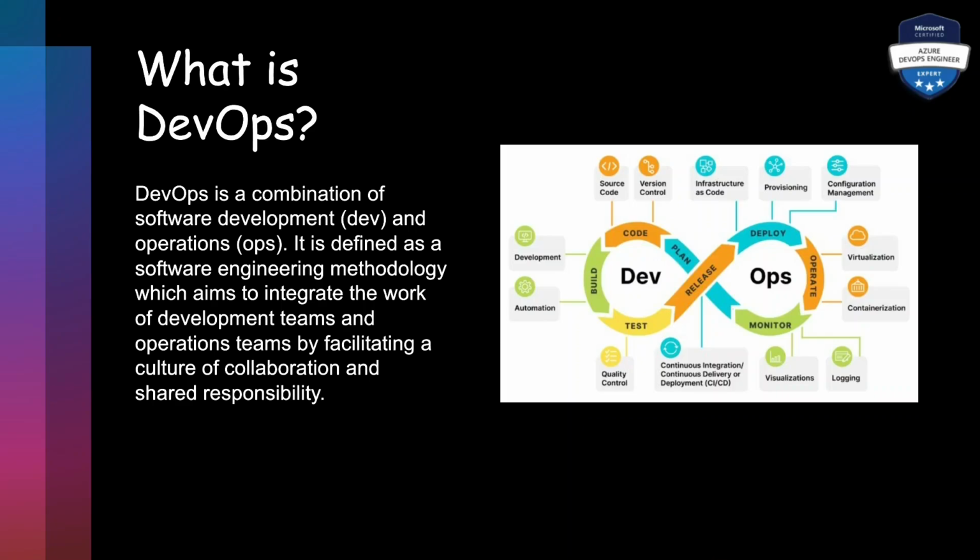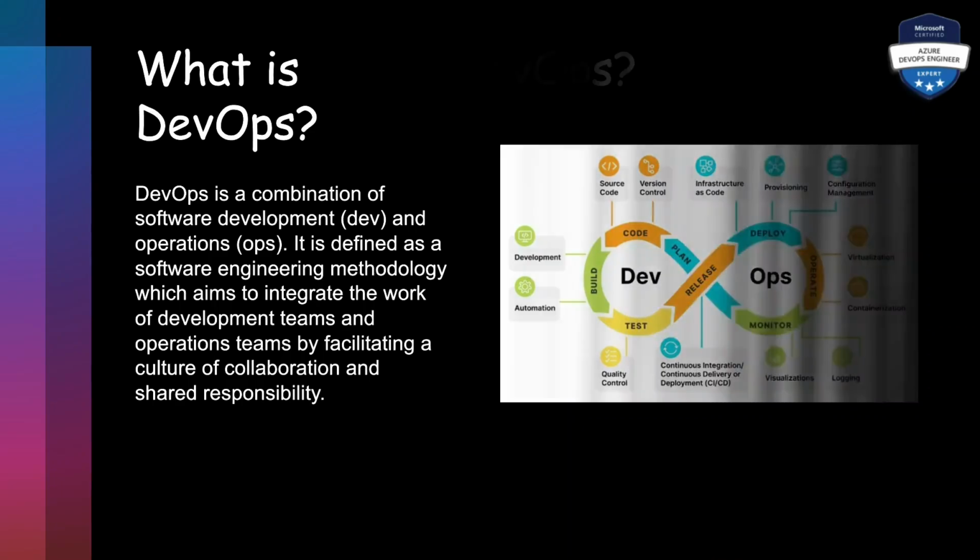So, as you can see in the image, there are two phases, development and operations. We are trying to integrate the work of development teams and operations teams by facilitating a culture of collaboration and shared responsibility. As you can see, in development itself there are many phases like build, code, plan, test, and every phase consists of multiple parts, like automation in build and development, and in the code cycle we can see source code version control. Similarly, in operations there are many phases: deploy, operate, monitor. We will see all these aspects one by one when we cover each and every topic of DevOps.